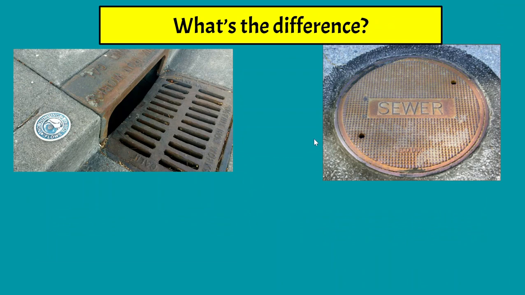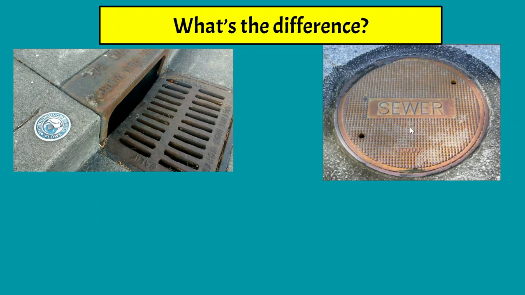All right, so what's the difference here? Well, this is a storm drain. The water that comes in here comes straight off of the road, and it's not treated or anything. It just goes straight into this storm drain system, and then it continues on off into streams and rivers and eventually into the Chesapeake Bay.